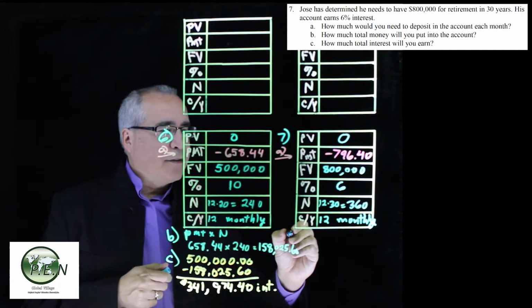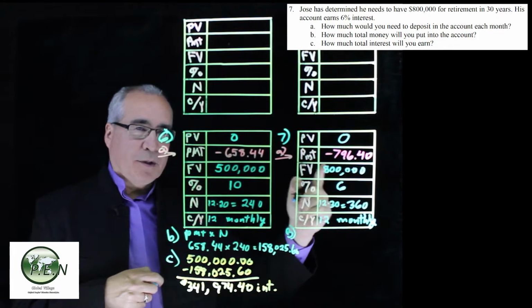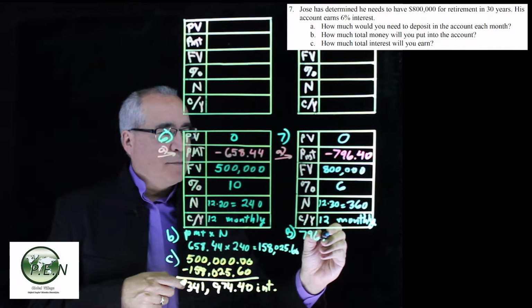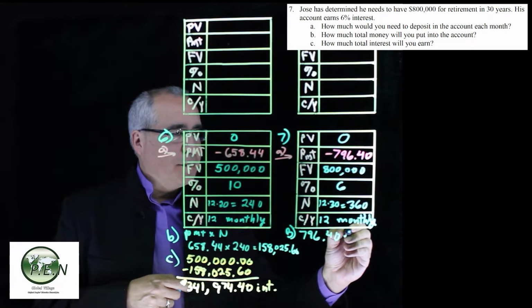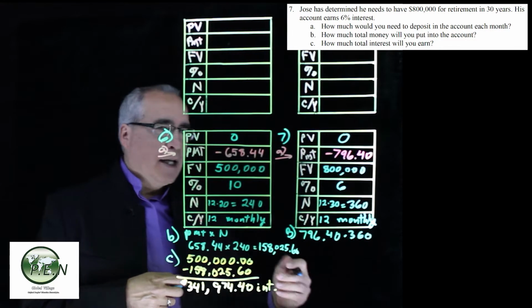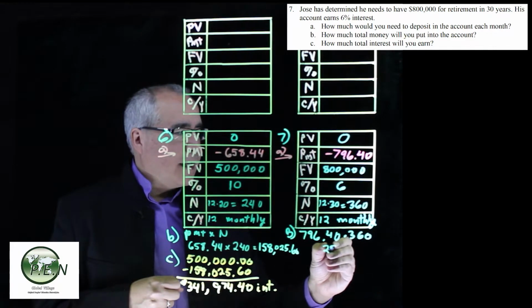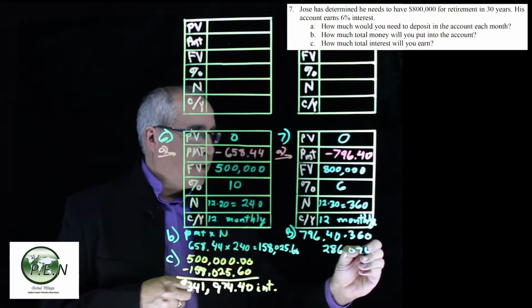Same questions are being asked here. So the B part, we want to see how much total did he pay. Jose paid $796.40. He paid that 360 times, so we multiply by 360, and then we get that he put in a total of $286,074.